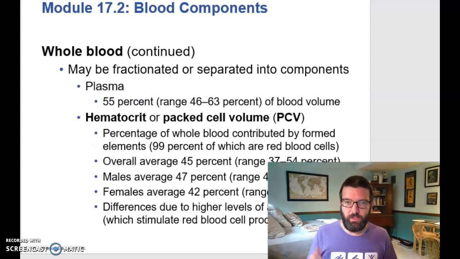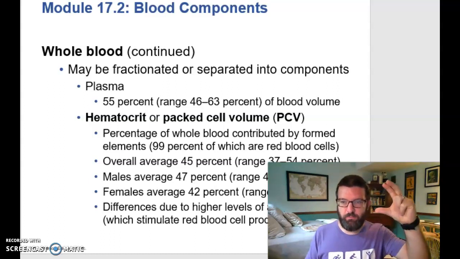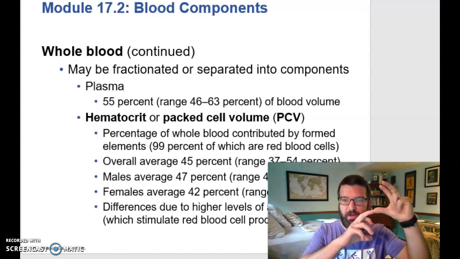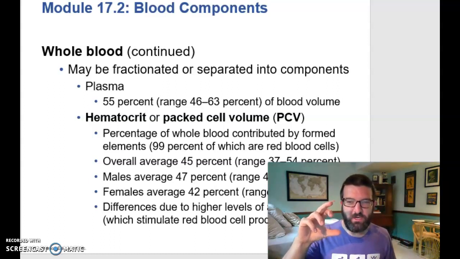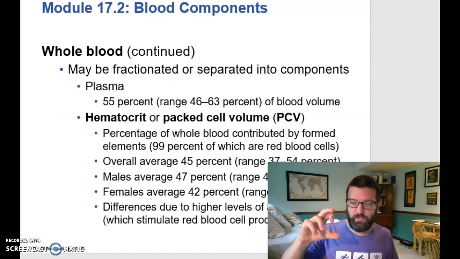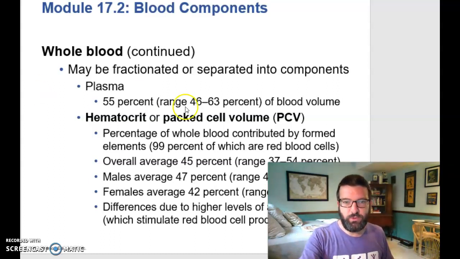Now, if you take that whole blood and you let it sit, or if you're in a hurry, if you spin it around in a centrifuge, it separates or fractionates into plasma on top, which will look a little yellowish, and your packed cell volume on the bottom. And that packed cell volume is almost entirely red blood cells, like 99%, but also some white blood cells and some platelets, and that is called your hematocrit, right? This packed cell volume is called hematocrit.